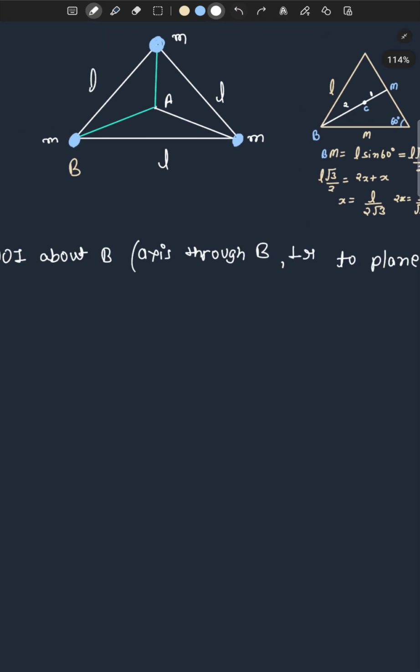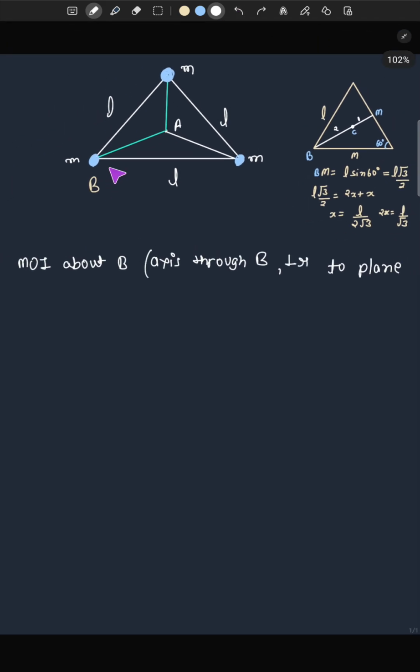Now let's move forward and find the moment of inertia about B. There will be many axes through B. About which axis are we going to find it? We are finding the moment of inertia about B, the axis through B perpendicular to the plane of this triangle. The moment of inertia for this mass is 0, for this mass it is ml square, and for this mass also ml square. About B we are finding this length. Similarly we have found the distance of these masses from A, which is L by root 3.